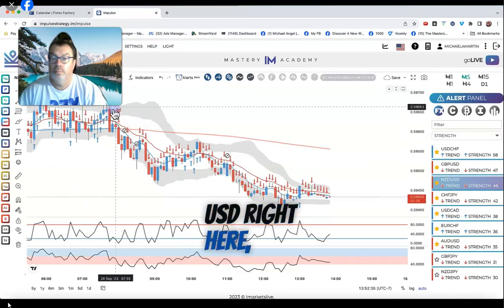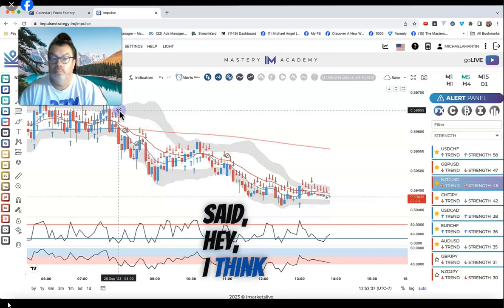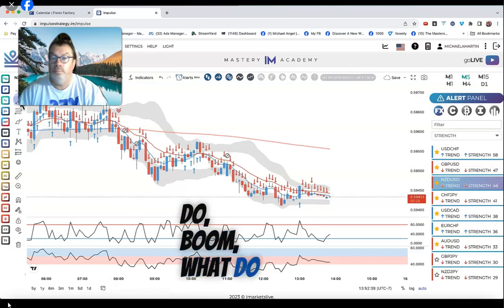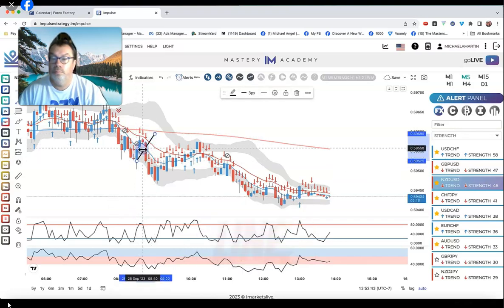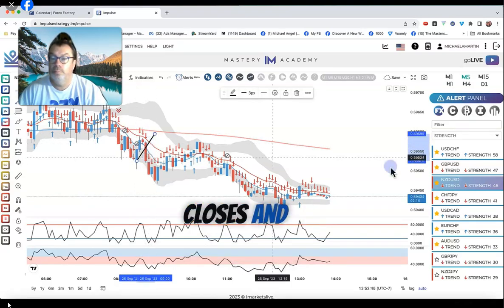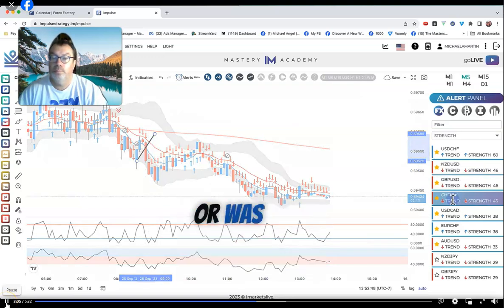NZD USD right here. This thing said, hey, I think it's going to go down. What did it do? Boom. What do we do? And again, do you think this is hard or easy? All right, boom. Draw your trend line. Candle closes. In. All right. Was that hard or was that easy?